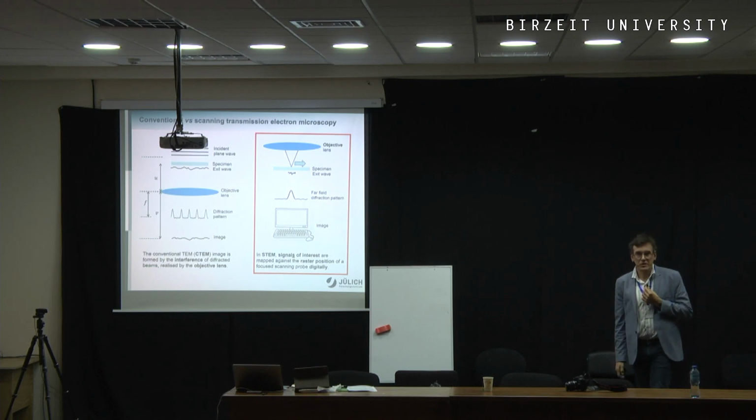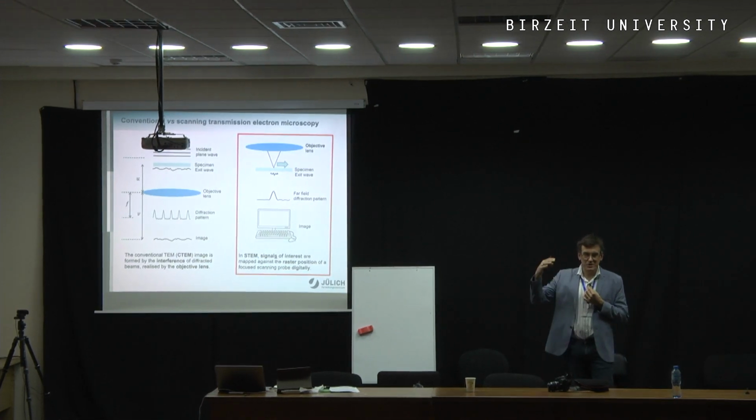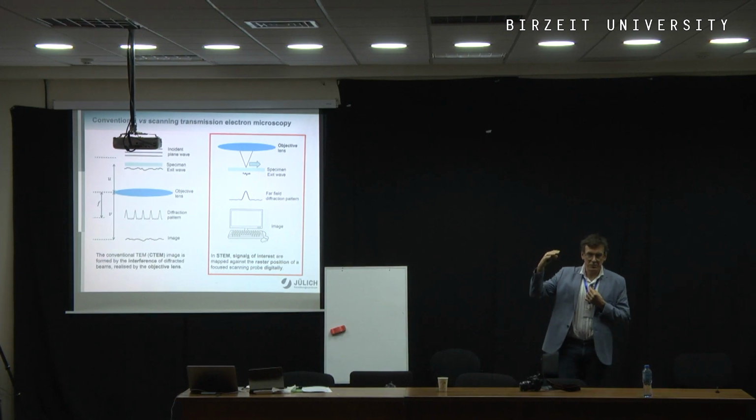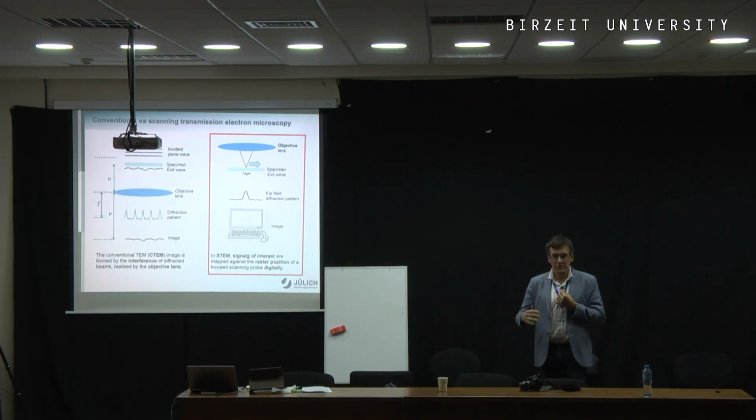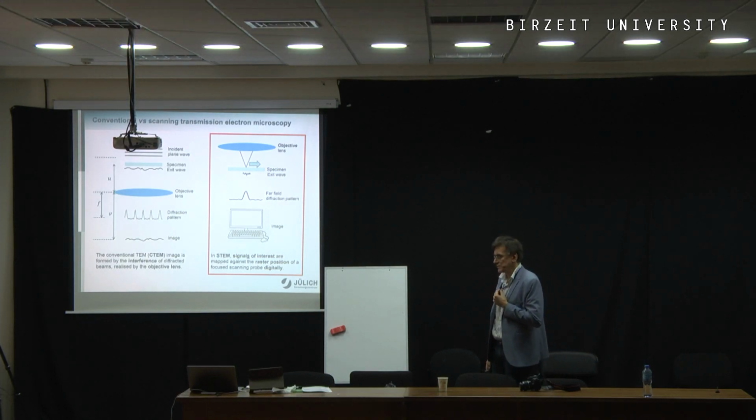This is also referred to as coherent imaging, and this is because effectively what we form are interference patterns in the electron microscope. These are not just projections of the sample, and I'll explain why they're not so easy to interpret and how we do interpret them in practice.